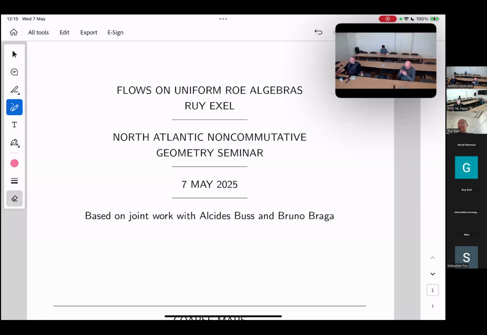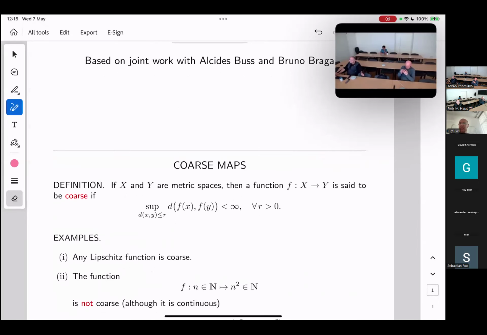It's a great pleasure for me to be speaking in this seminar. My title is, as you see, Flows on Uniform Roe Algebras. That's based on joint work with Alcides Buss from Florianópolis and Bruno Braga from IMPA. So let me begin by introducing the object of interest.